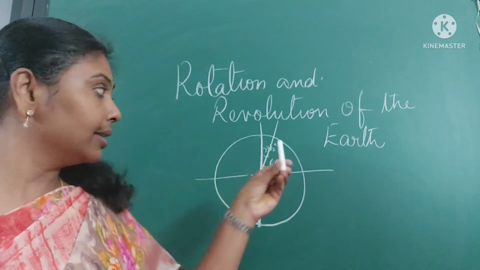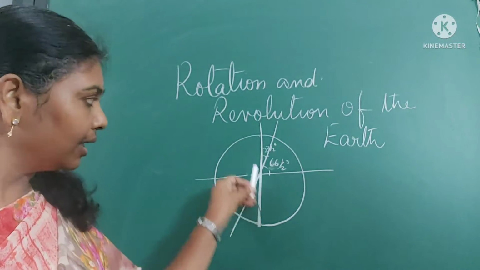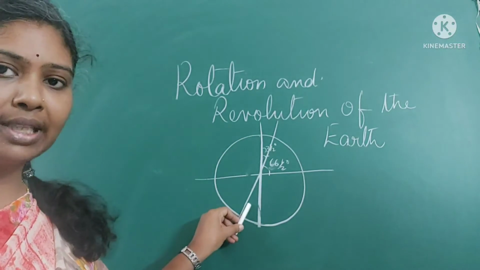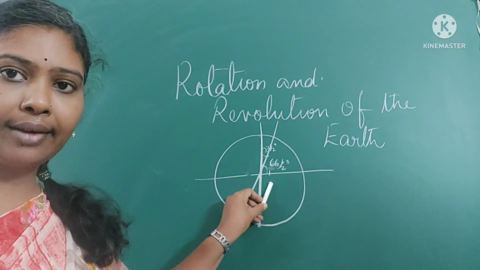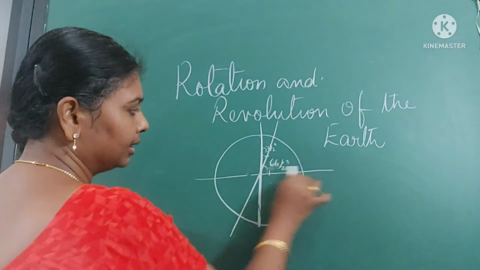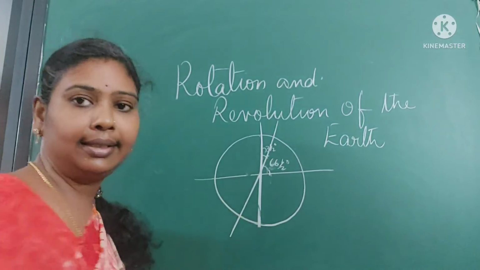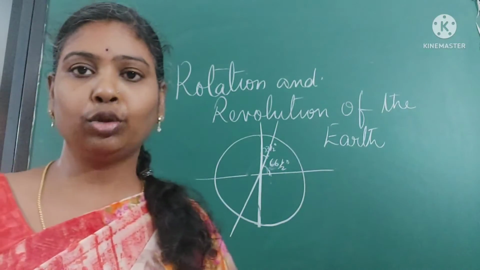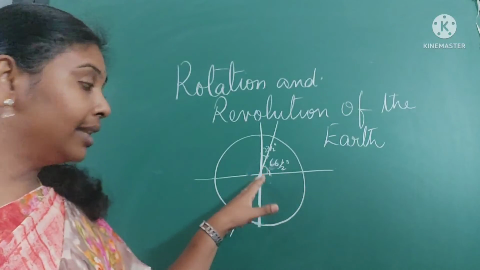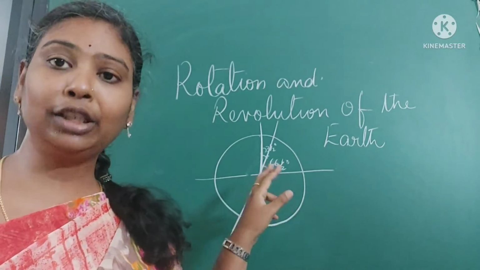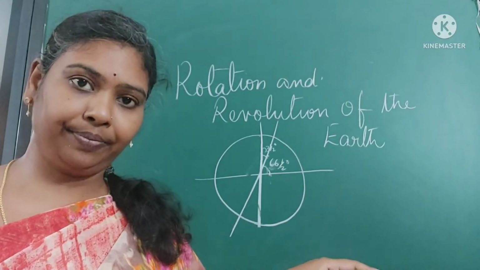The Earth's axis is not straight. It is tilted to an angle of 23.5 degrees or 66.5 degrees to the plane. This is the Earth's plane. So 23.5 degrees or 66.5 degrees to the plane. Right? So this motion of the Earth, in short, is known as the rotation of the Earth.